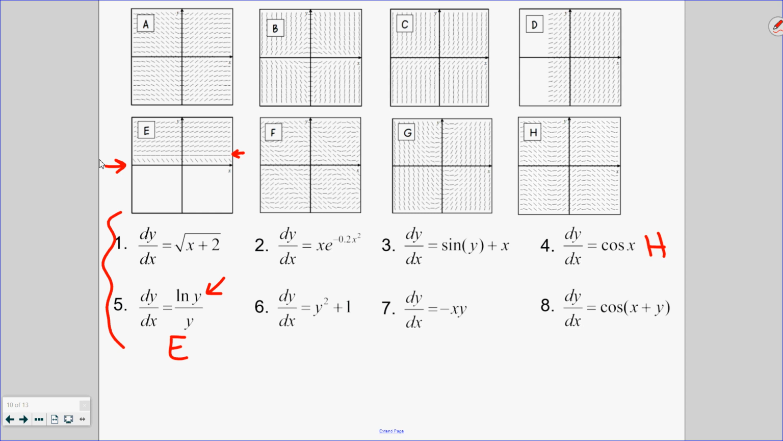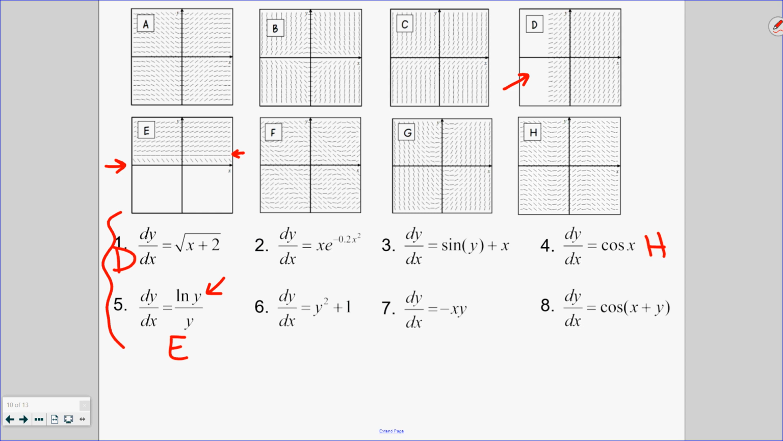So on D, we don't have any values over here. So we have an issue with the domain. So we're not allowed to have x values that are less than a certain value. So if we look at all of our choices here for things that x has a problem with, it would be number 1, and that's a square root. We cannot have negatives underneath square roots, and so that fits for D there.